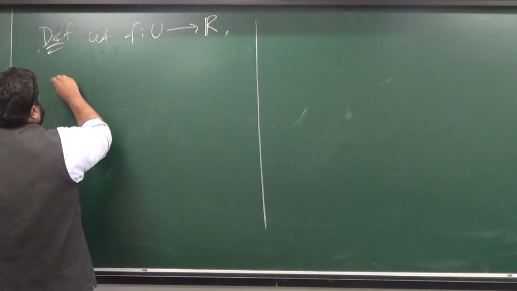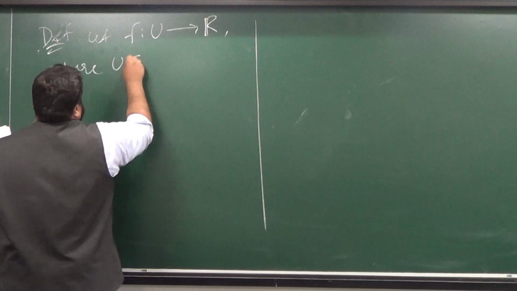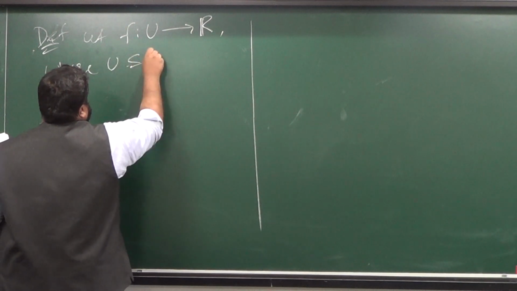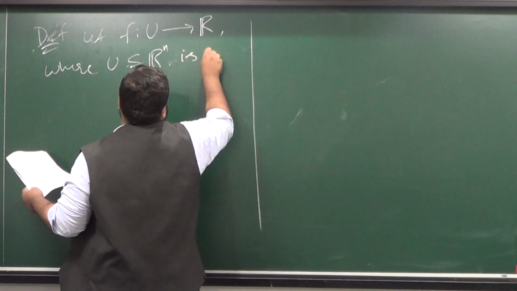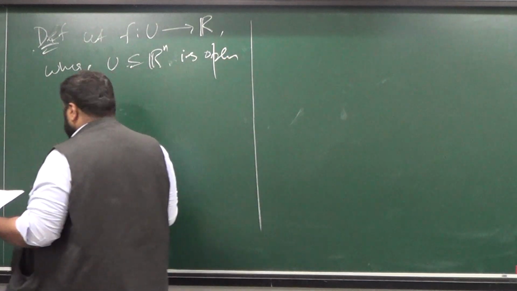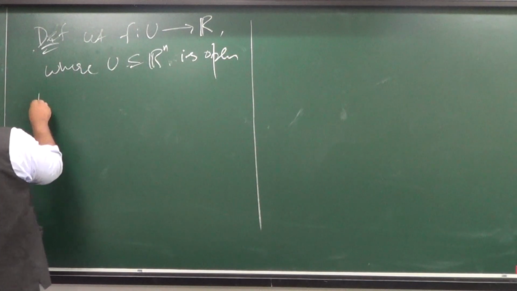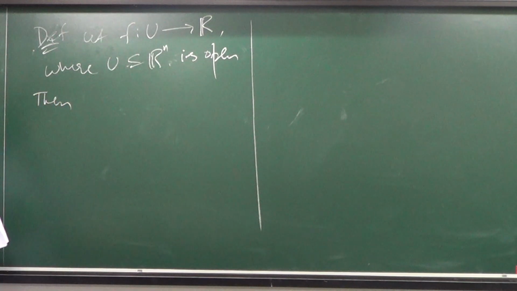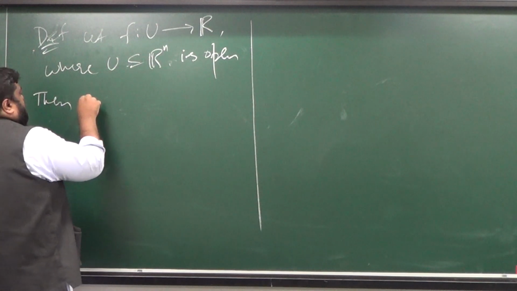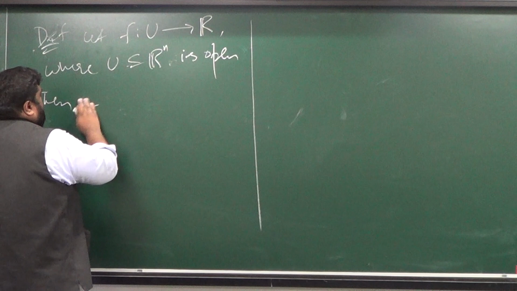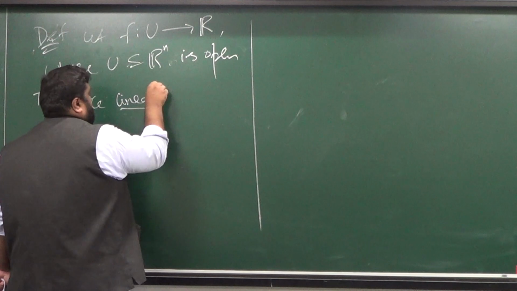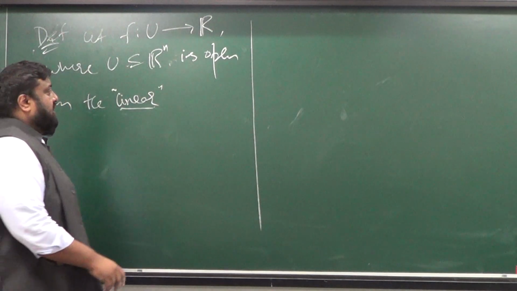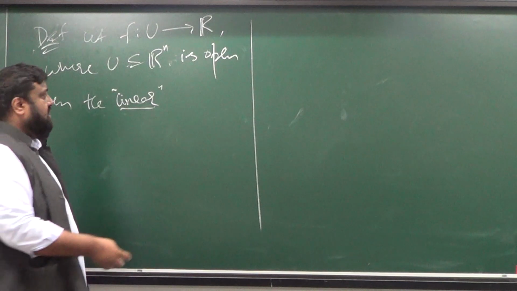so it's a scalar valued function, where U is a subset of Rn and is open, okay? Then the linear approximation, this linearity we will verify later. Actually, it's indeed a linear approximation. Okay.